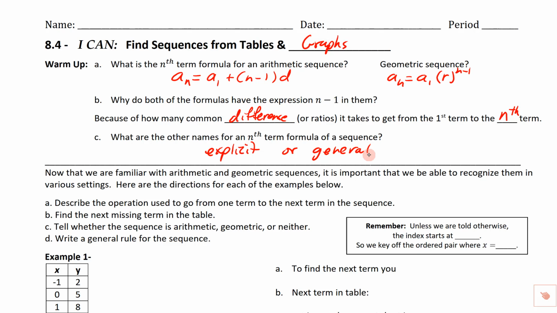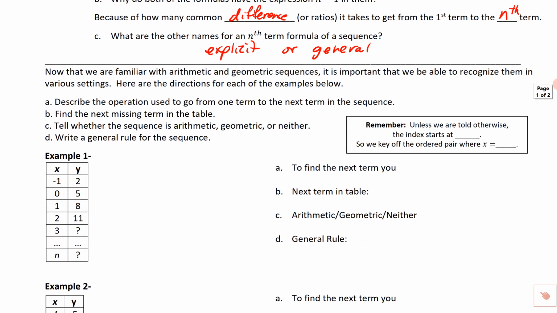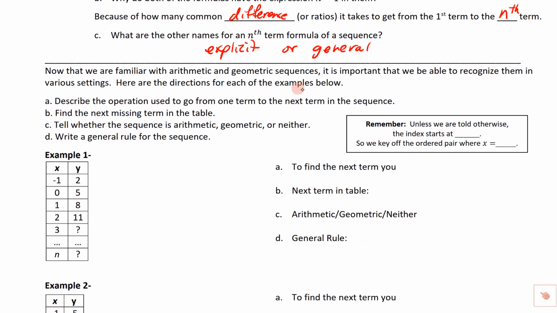Now, we're familiar with arithmetic and geometric sequences, and it's important to be able to recognize these in a bunch of different settings. So we're going to look at the instructions for each one of these, for all these examples. There are 4 parts of this, and you'll notice that we've got a table of numbers here, an XY table here. So it says, describe the operation used to go from one term to the next term in the sequence. Find the next missing term in the table. Tell whether the sequence is arithmetic, geometric, or neither. We are going to run into one that's not either one of those. And then write a general rule for the sequence. So we'll only focus on a general rule for right now. And if we need to do some others down the road, then we will.